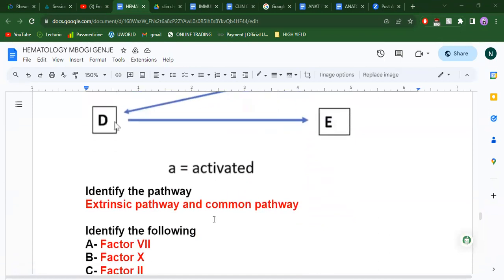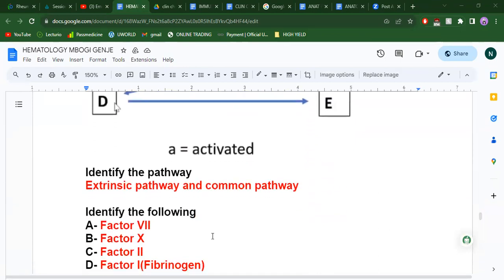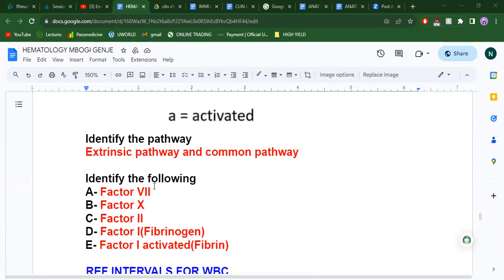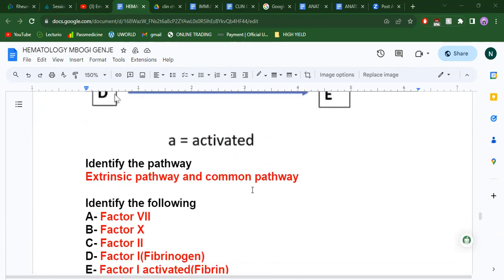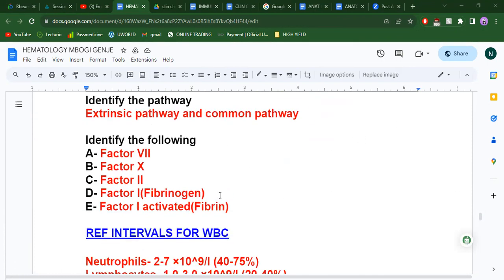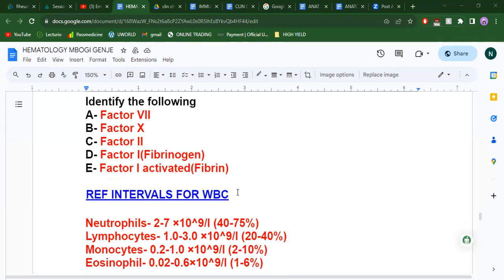And then identify the factors. I think that one I've explained. You can choose to write fibrinogen and fibrin, but I think the better thing, because you might forget thrombin is factor 2 activated and get confused, is to just write factor 1 and factor 1 activated. Any question there?